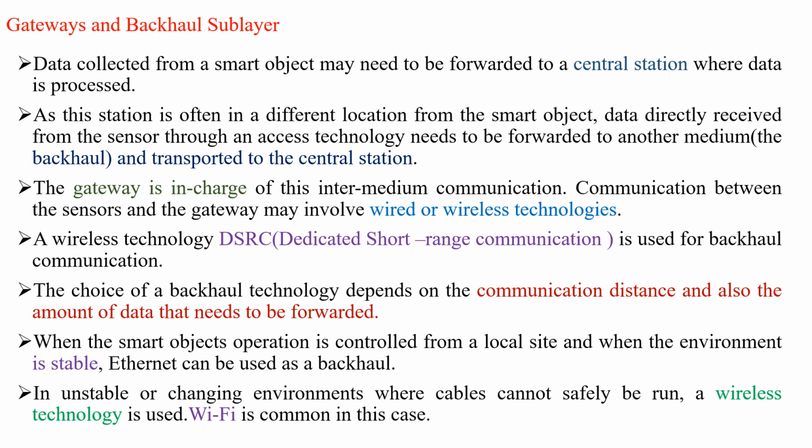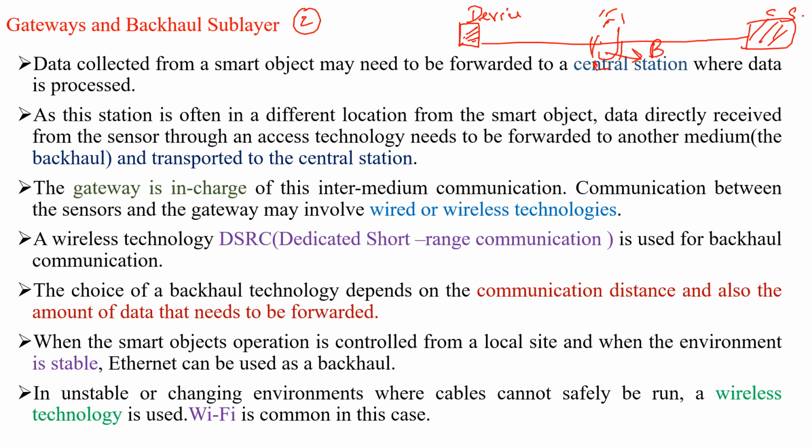So the next sublayer is called the gateways and backhaul sublayer. What is meant by the gateways and backhaul sublayer is that if you want to transmit data given by the device to the central station, imagine that your central station is very far, then you would require a network which will make this transmission easier. Such a network is called your backhaul network.